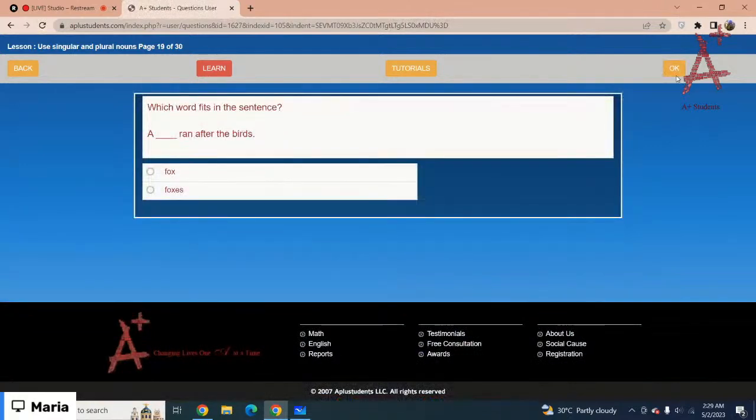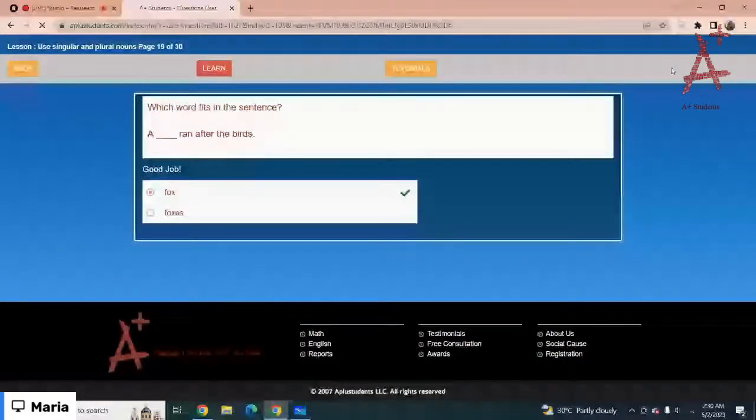A dash ran after, so which is the correct option? It would be a fox, the singular one. It would be a fox ran after the birds.